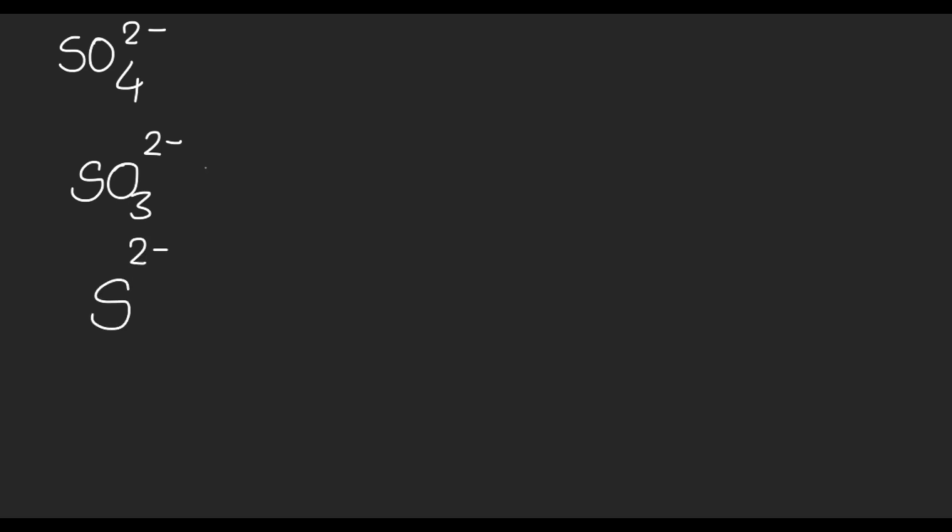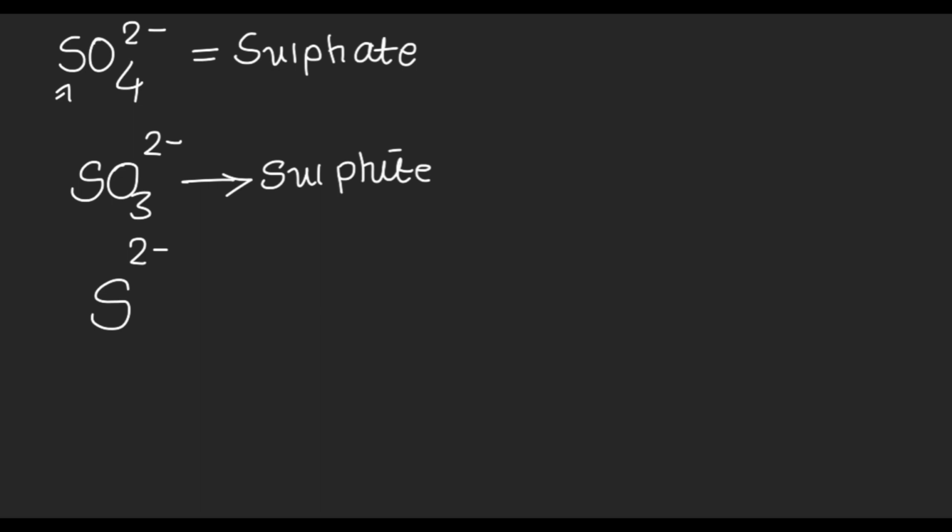So the next one, we have SO4 and SO3. Feel free to pause the video and give it a try. Then we have S2-. Right, so the first one, we get the name of this one. So this one is sulfur, but we're going to call this one the sulfate. Then for this one, since we have 1 less oxygen, we are going to call this one a sulfite. Then for this one, it's a monatomic ion, so this is a sulfide.